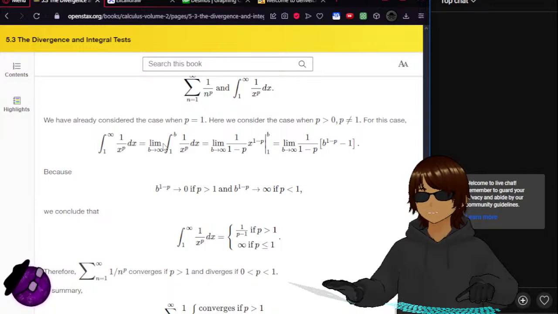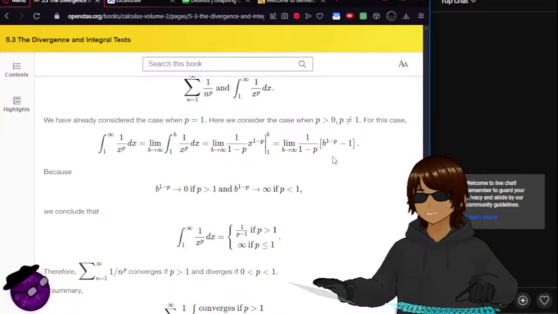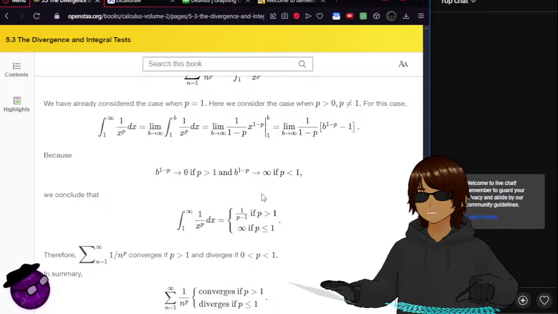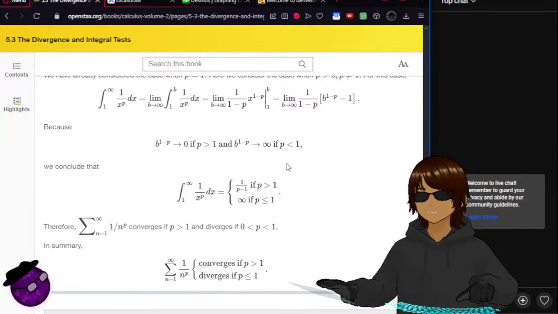For this case, we do this, and if it's greater than 1, wait, why is it 1 minus p? Okay. Then we have b to the power of 1 minus p, minus 1, because b to the power of 1 minus p goes to 0 if p is greater than 1. Then b to the power of 1 minus p goes to infinity if p is less than 1.